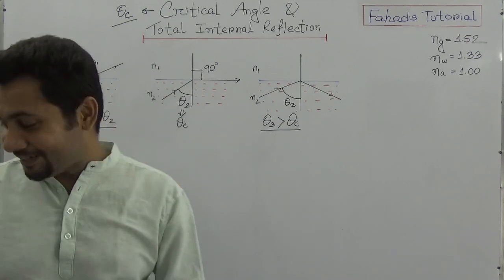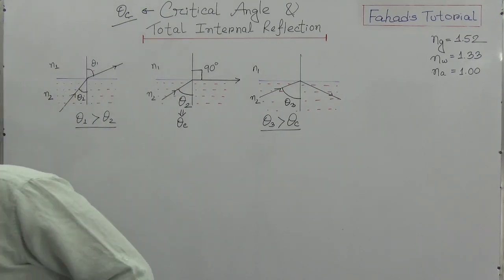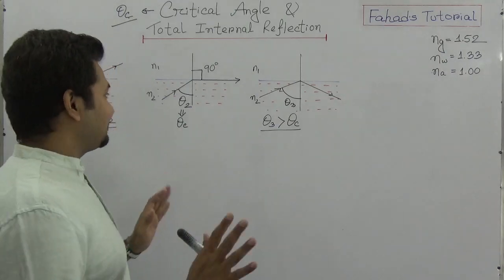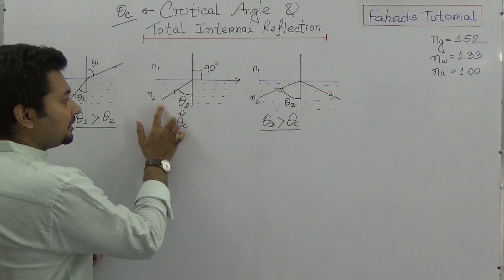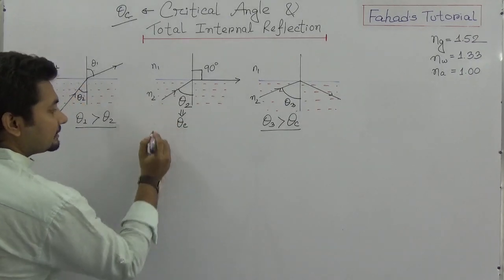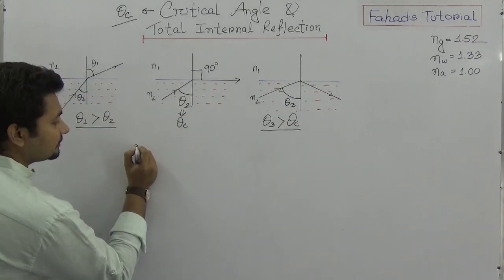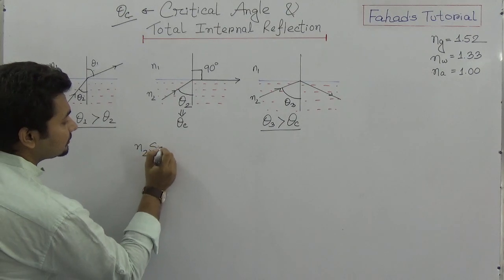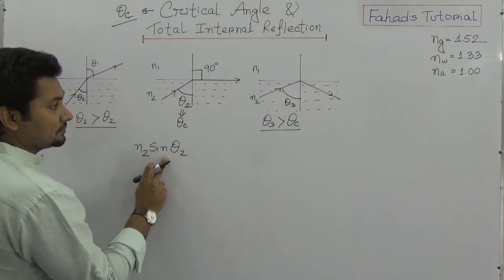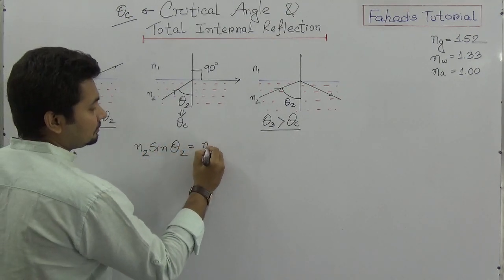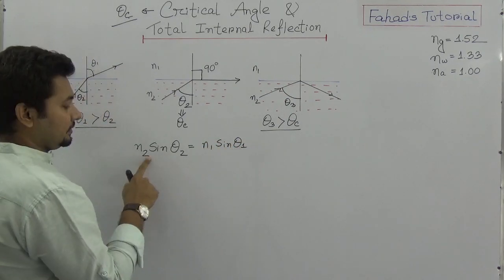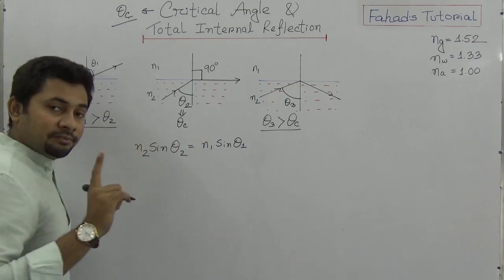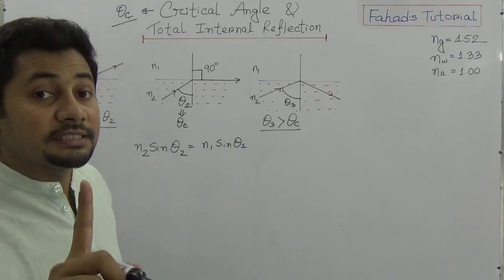Now the beautiful part will be happening. What is the mathematical expression? We know, think about it, from the law of refraction that n2 sine theta 2 is equal to n1 sine theta 1. n2 sine theta 2 equal to n1 sine theta 1. You know it from the second law.